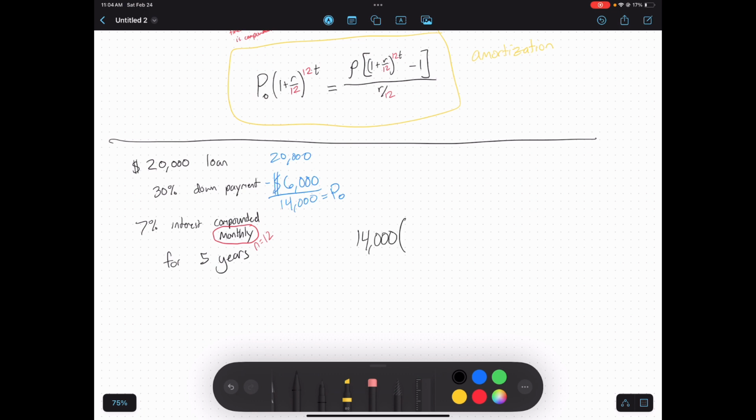So I get 14,000 times 1 plus, what's my interest rate? 7%. So I'm going to put 0.07 divided by 12, because they're charging me every single month. So they're breaking that 7% up into 12 pieces, raised to the 12 power. But wait, we have a T value, right? How long am I going to have this loan for? This 5 years represents my T value. So I can go ahead and plug in 5 for T.